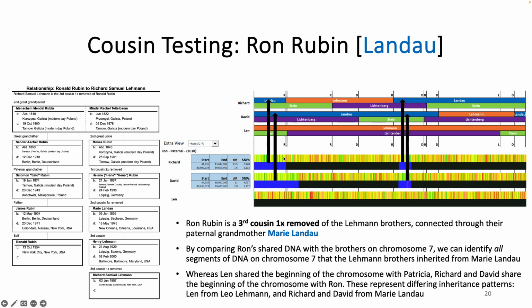Now we also see a clear recombination point taking place for Richard. And we can see this switching off between Landau and Lehmann taking place here. And again, I talked about how these two recombination points were really hard to decipher, but we actually know that there has to be a recombination point for Richard based off of this cousin match, that it can't just be David. Richard is clearly switching between Landau and Lehmann right here in the chromosome.